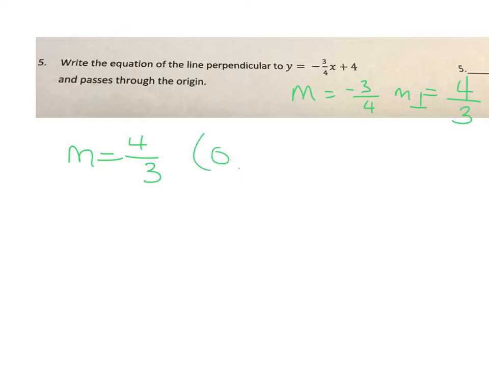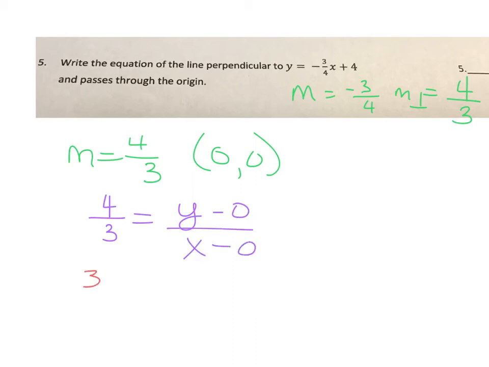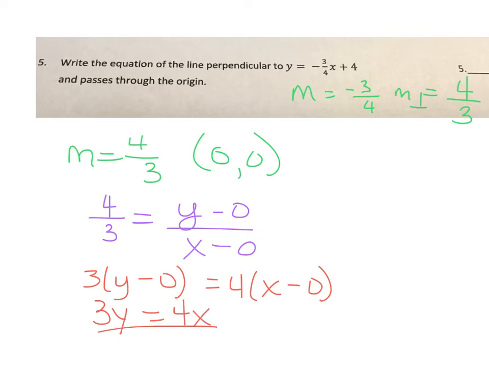Well, the origin is 0, 0. So there's my information. So I'm going to do 4/3. I'm going to do y minus 0, x minus 0. Cross multiply. 3 times y minus 0 equals 4 times x minus 0. So this just gives me 3y equals 4x. Solve for y, and I just get the answer y equals 4/3 x.